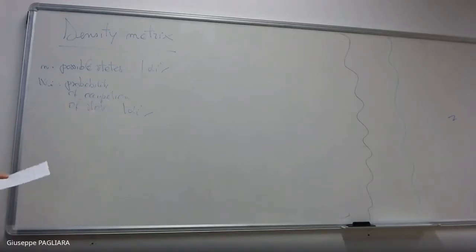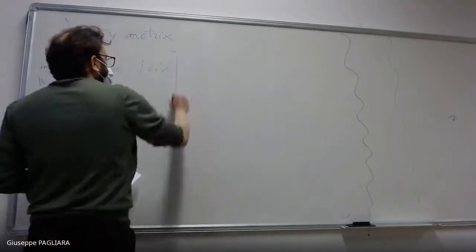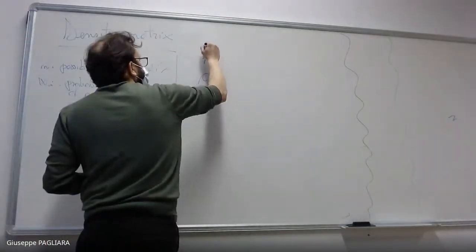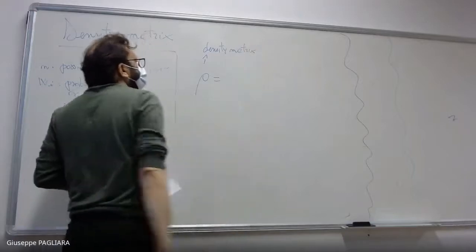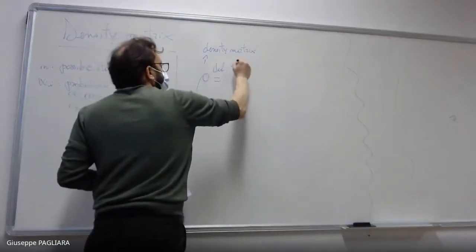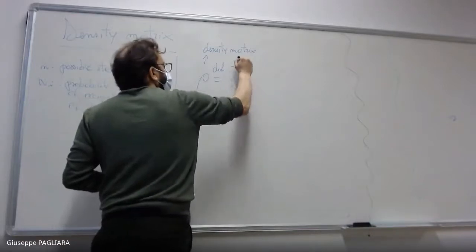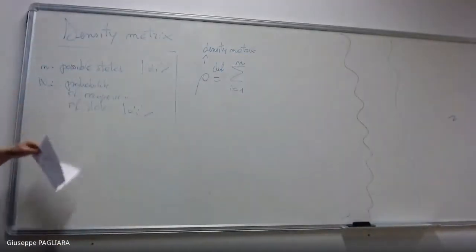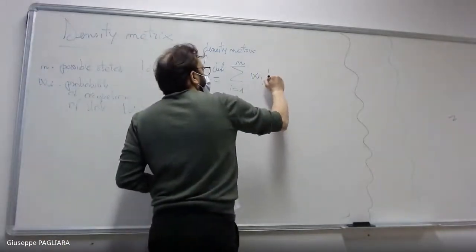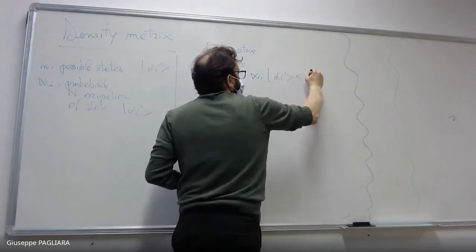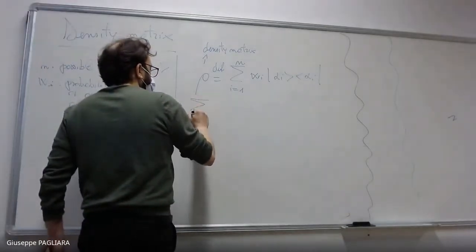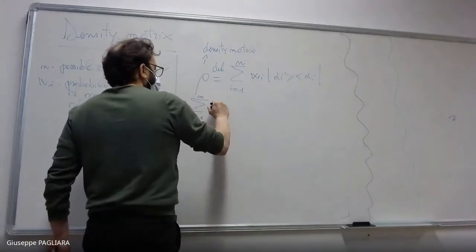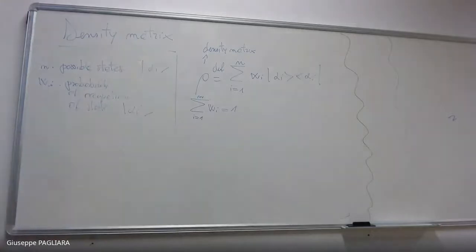Okay? Now the density matrix is defined as follows. So rho is the density matrix, and by definition it is the sum from i=1 to n of the probability of occupation Wi of a certain state alpha_i times the projector |alpha_i><alpha_i|. This is the definition of the density matrix, with the constraint that the sum from i=1 to n of Wi is equal to 1, because those are probabilities.